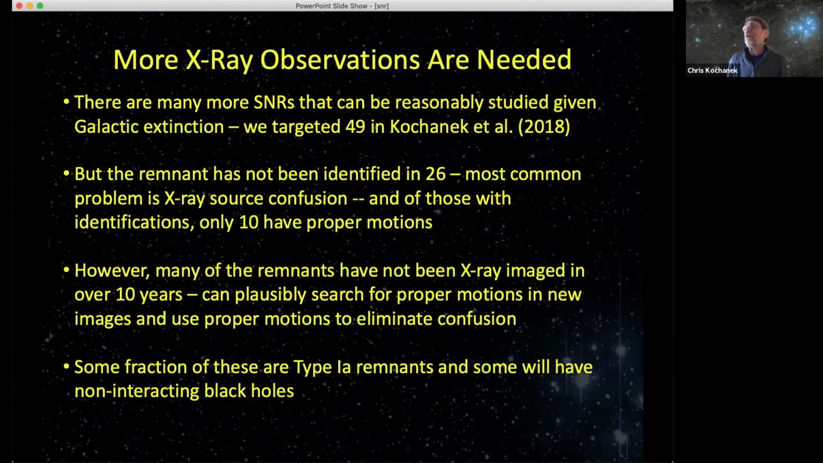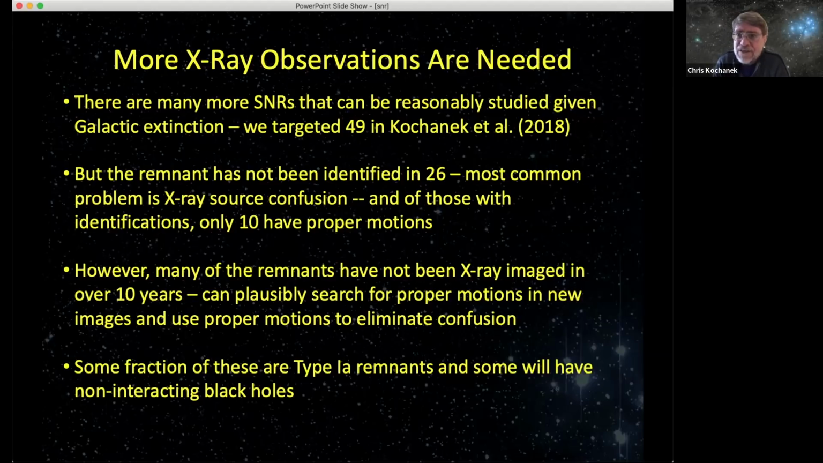All right, let me just sum up with where you might go from there. A big problem is more X-ray observations. The 49 we initially targeted, all of them could be improved to actually identify their compact objects or measure more proper motions.